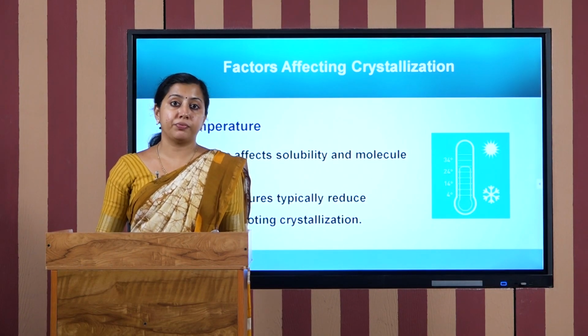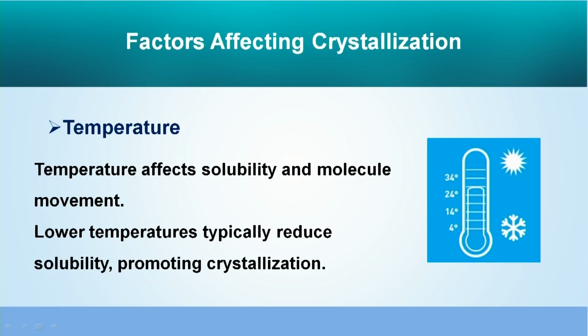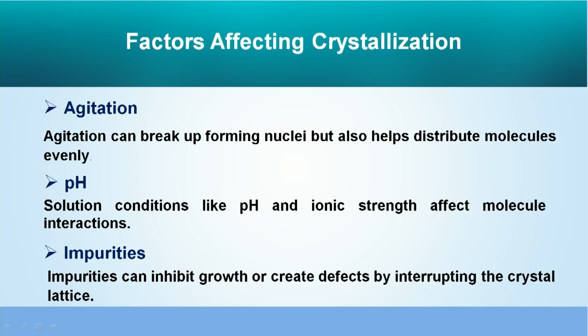Temperature is one of the factors that affects the crystallization process. It affects the solubility and molecular movement. Generally, lower temperatures reduce solubility, promoting crystallization. Crystals precipitate out at generally lower temperatures. Agitation is another factor. It can break up forming nuclei, but also helps distribute molecules evenly.